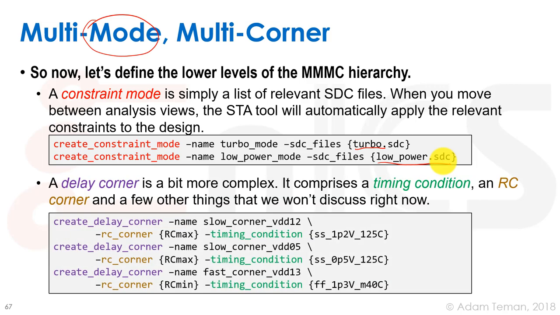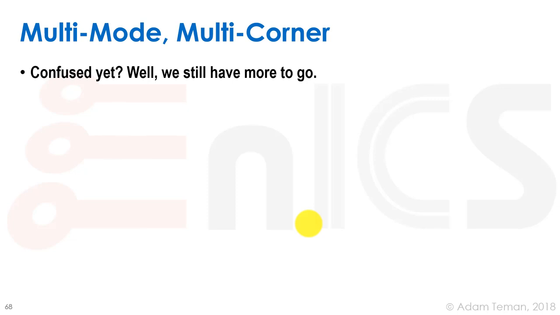Same we have to do with our delay corner. Delay corners are a bit more complex because it has to have some timing condition, RC corner and a few other things. But what we basically do is we say create delay corner, give it some sort of name, the names we used before: slow corner VDD 1.2, VDD 0.5, and fast corner VDD 1.3. And we have to connect to it an RC corner, which we'll see in a minute, and a timing condition, which we'll also see in a minute. So a delay corner is made up of the RC corner, that's how we run our extraction, how we get our resistances and capacitances, and a timing condition, which is how we run timing on our libraries. Are you confused? Well, we still have some more to go until we get to the summary, which will kind of put it all together for us.